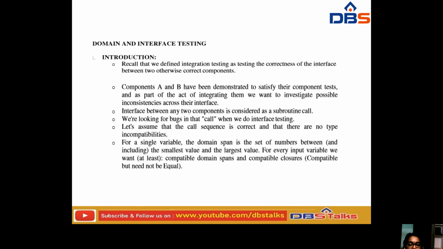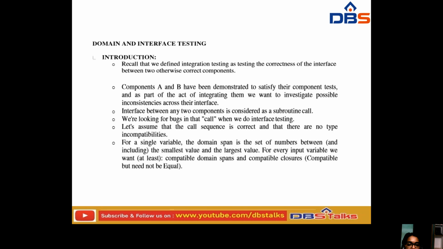Based upon the compatibility, we also need to investigate whether these components have been demonstrated to satisfy the component test or not. So if you have an interface between two components, it should be considered as a subroutine call. From this we can say that we are looking for a better component for demonstrating the single variable or the domain span.